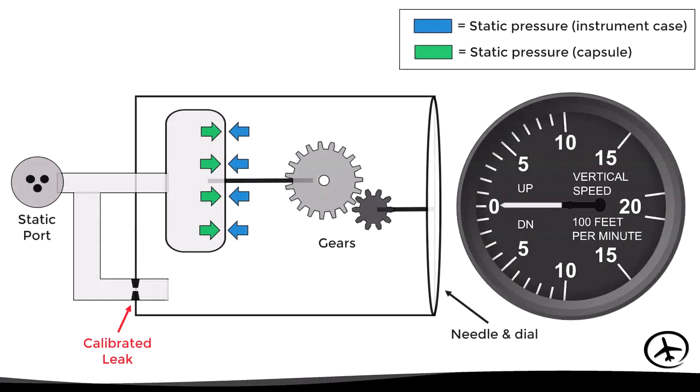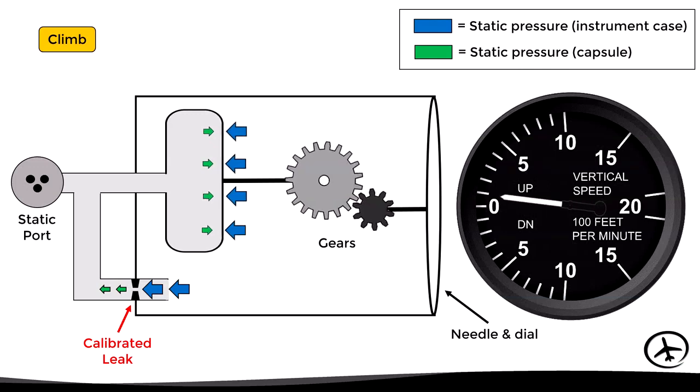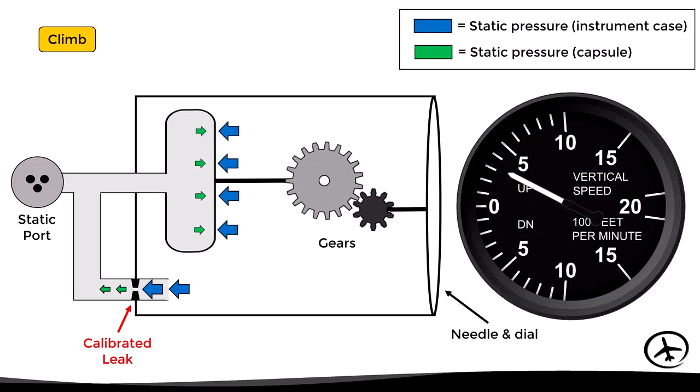Let's now see the climb scenario. In this case, the static pressure will decrease almost immediately in the capsule. However, due to the calibrated leak, it doesn't decrease that fast in the instrument case. This creates a pressure differential which causes the capsule to contract, moving the needle to indicate a rate of climb.